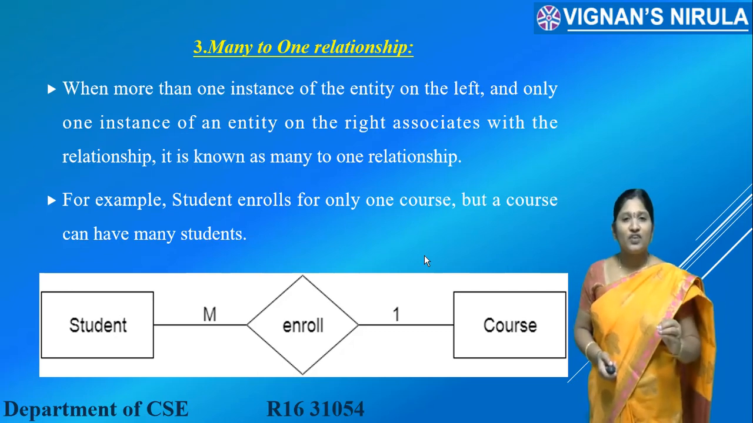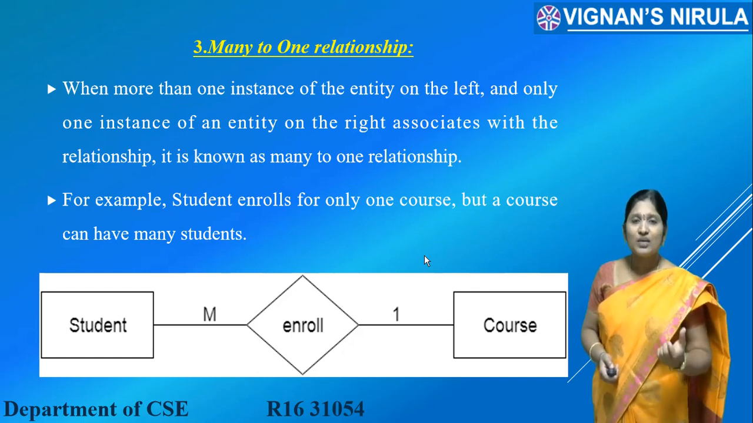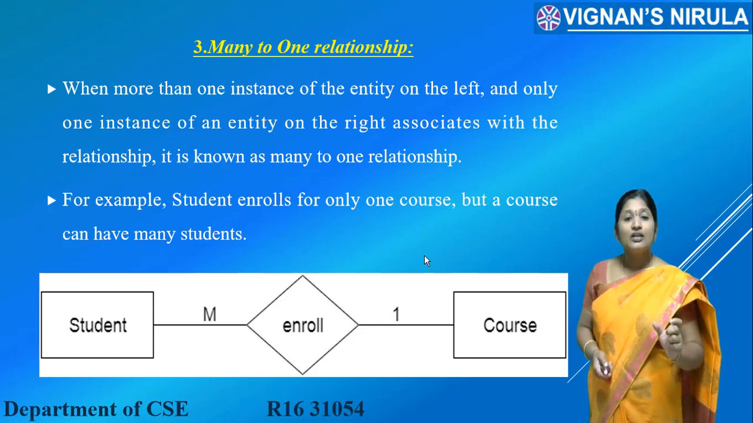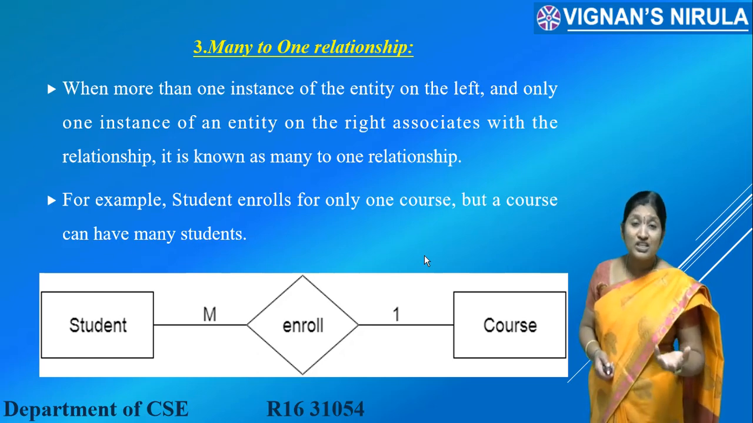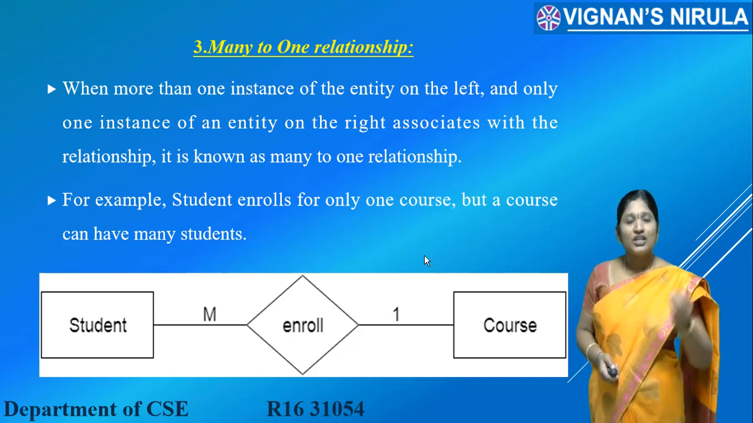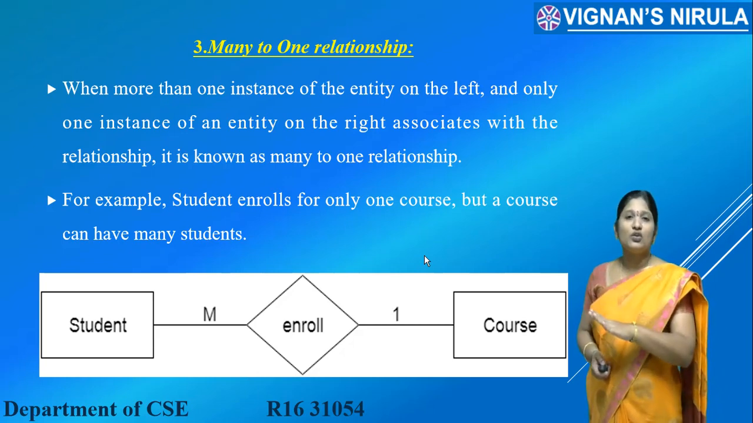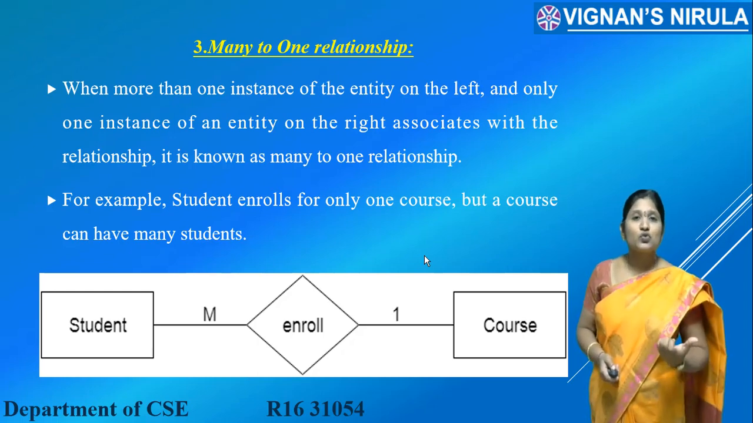Now we need to identify the type of relationship that is enrolled. What is the type of relationship? For example, if the database designers has constrained that student can enroll only one course, but a course can consist of many students enrolled in it. So clearly observe that fact. What is the fact that has been given to you? A student is eligible to enroll only for a particular course, whereas one course can have many number of students enrolled in it.